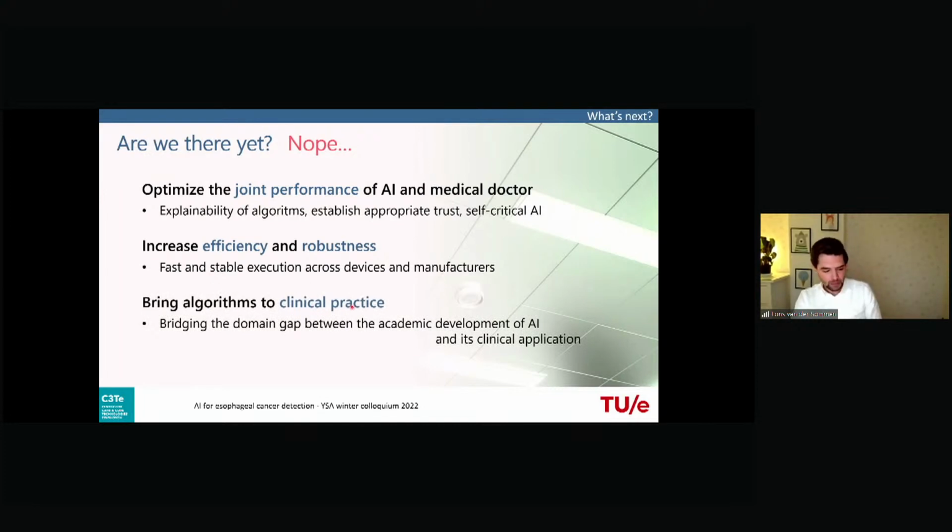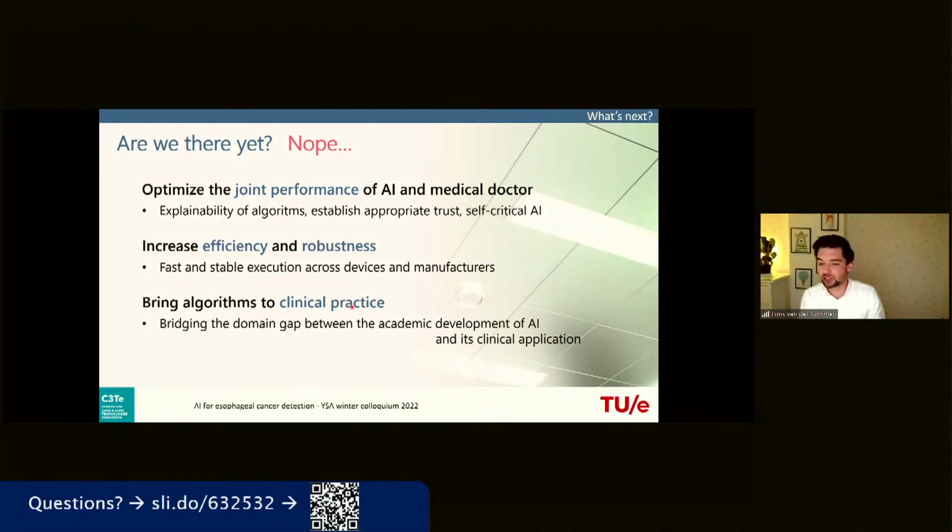Then, lastly, we need to start bringing these algorithms to clinical practice, and we need to bridge this domain gap between academic development, like we did ourselves, using the best clinical available data, very nice images. But if you move it to some community hospital where they may be less experienced with it, or not so focused on image quality, then you see that your nice algorithm that scores very high on high quality data starts breaking down on more representative data, which you see in clinical practice.